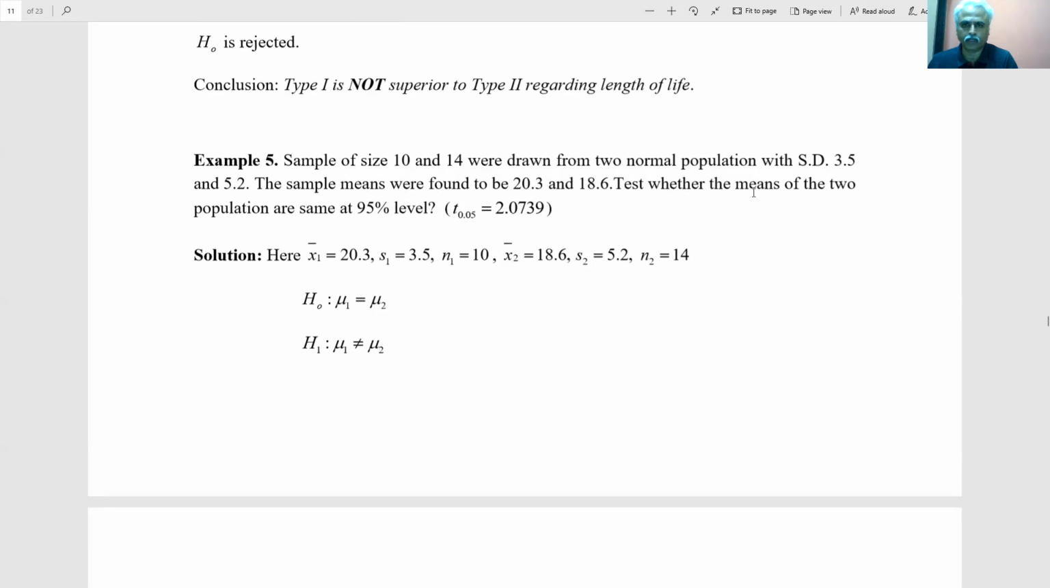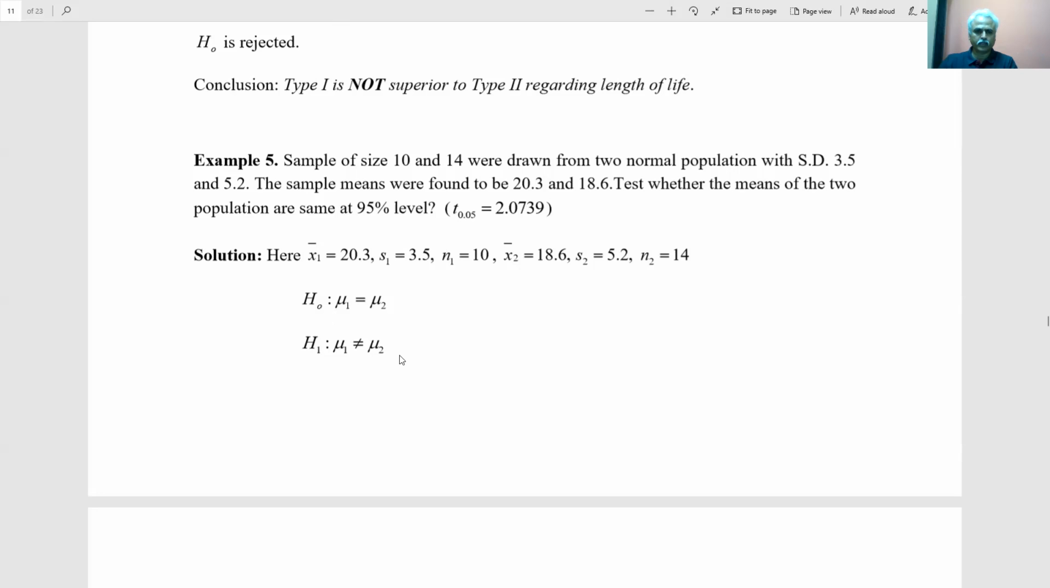Test whether the means of the two populations are the same, whether there is a difference between the samples or not. What you have to test is whether the means of the two populations are the same. So from two different populations they are drawing. That doesn't matter. The question is whether the means are the same in spite of drawing from two different populations. Just like drawing two different samples from two different companies, and trying to infer whether, though they belong to different companies, the samples behave the same or not.